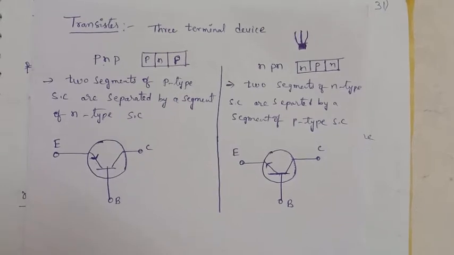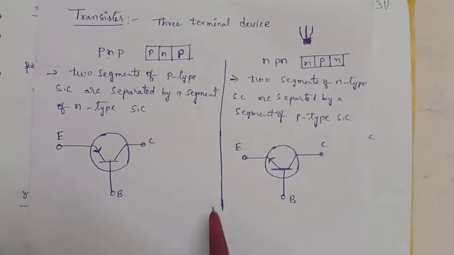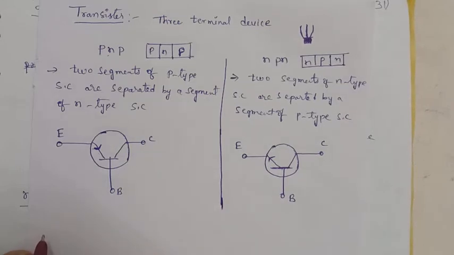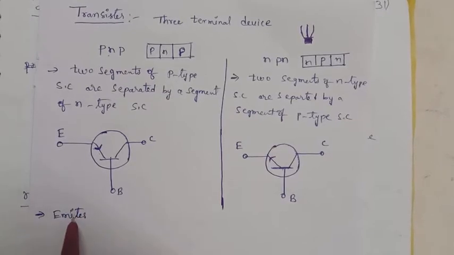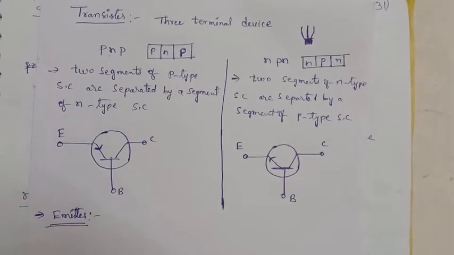In a PNP transistor, here the emitter, base, and collector will be there. How will they be formed? That means how to prepare these segments. So first one is the emitter. What is that? Emitter. It is one side of the transistor, and it is moderate in size.